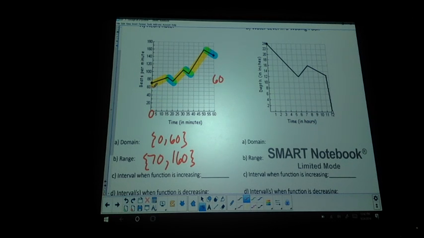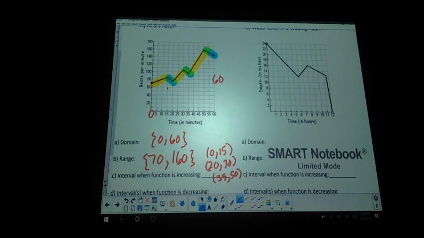Well, we're going to list it. We're going to go from 0 to 15. So from 0 to 15, we're increasing. From 20 to 30, we're increasing. And then from 35 to 50, we're also increasing. Those are not points, those are just the values in the x direction where we are showing the graph is increasing. Where is it decreasing?